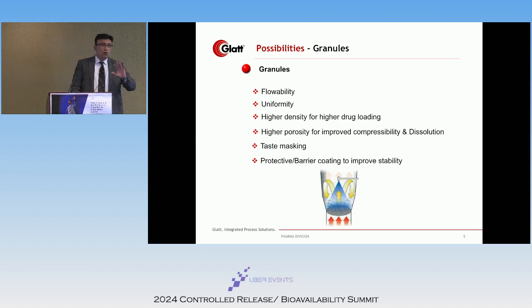Now, there are cases where we are having more than one API in a formulation, so they may often be incompatible, so you can use the coating top spray as the coating process so that you can have a barrier between these two ingredients, so they do not have any stability issue when they are combined together in the dosage form.